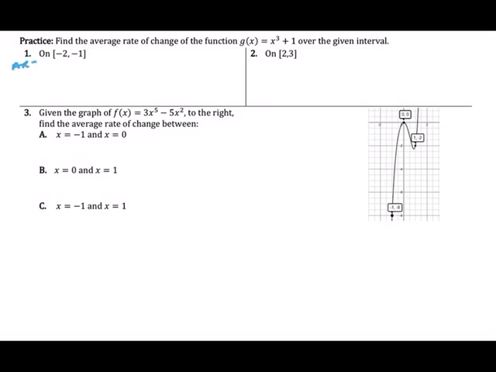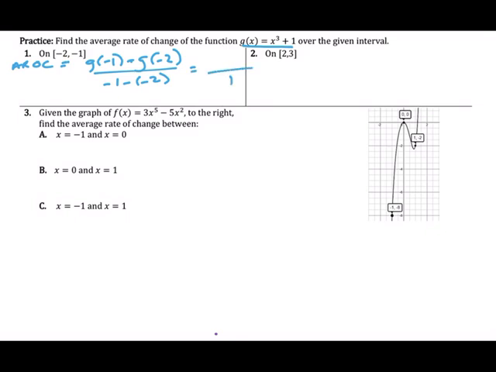So we are finding the average rate of change of the function g over the interval on number 1 from -2 to -1. So how do I do that? I take g of -1 minus g of -2, and I divide it by -1 minus -2.